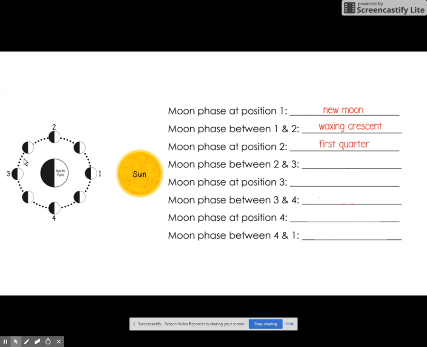After first quarter, which is between positions 2 and 3, comes waxing gibbous. After the waxing gibbous, full moon. After the full moon, the moon is now going away, which means we're now waning, which brings us to waning gibbous. Position 4 is our last quarter, or we also call that third quarter. And between positions 4 and 1 would be our waning crescent.